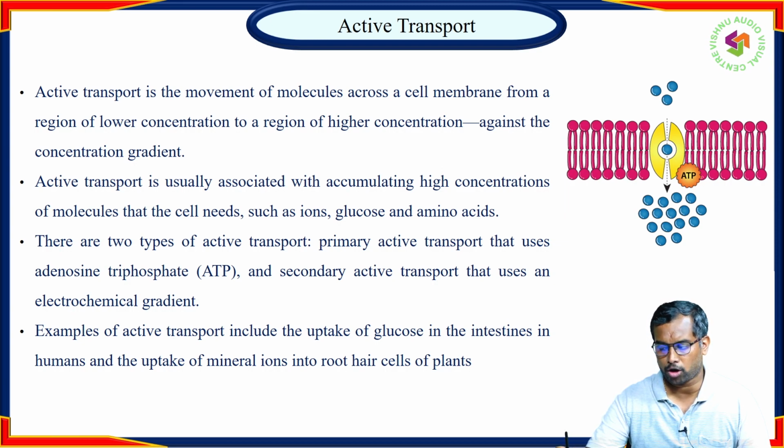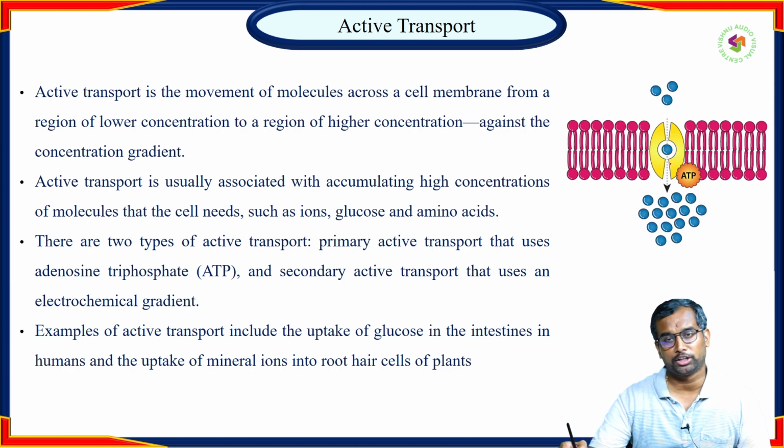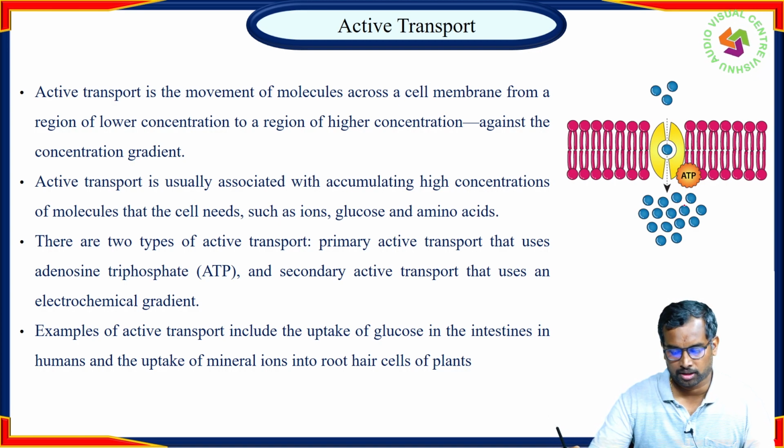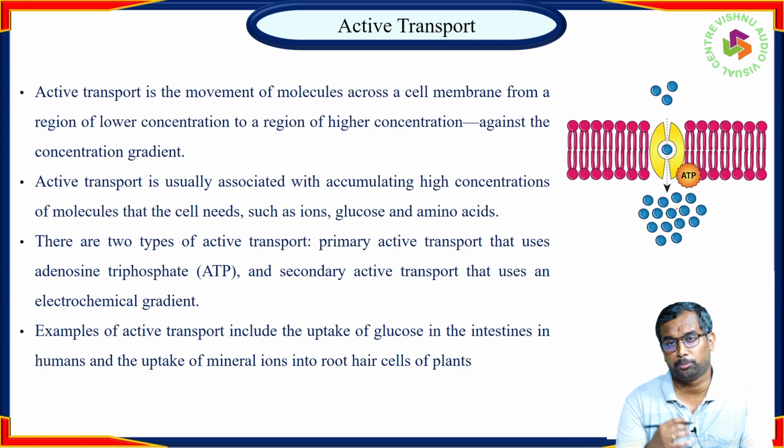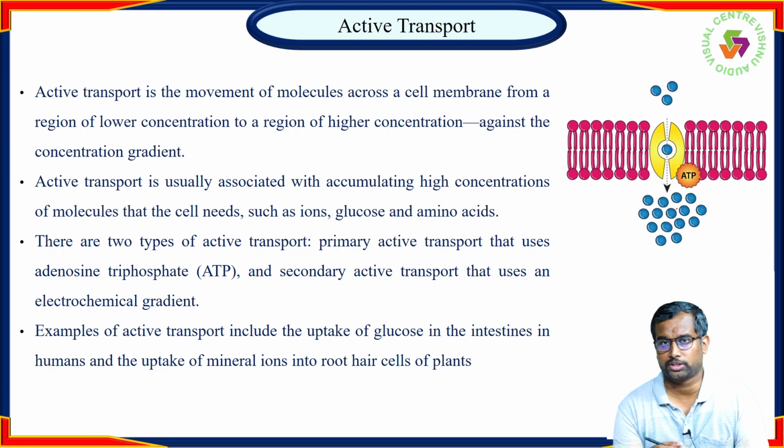So the energy in the form of ATP has to be supplied to the cell membrane so that the molecule will move from a low concentration region to a higher concentration region, right? This is usually done so that we can accumulate more ions, glucose, or amino acids.